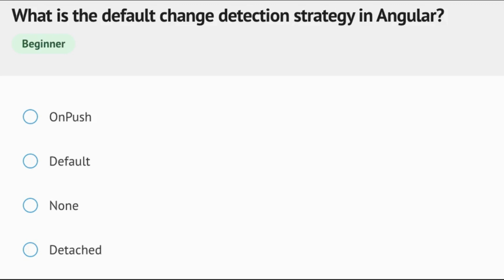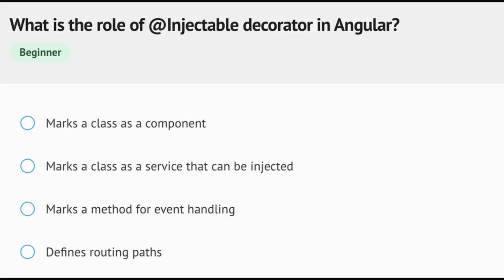What is the default change detection strategy in Angular? The default change detection strategy in Angular is default. This means that Angular will check the entire component tree for changes and update the UI accordingly whenever an event occurs that Angular tracks. It ensures that the application state and UI remain synchronized by automatically propagating changes throughout the components.